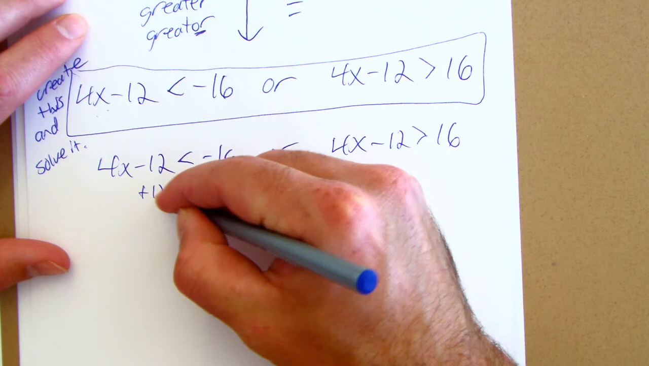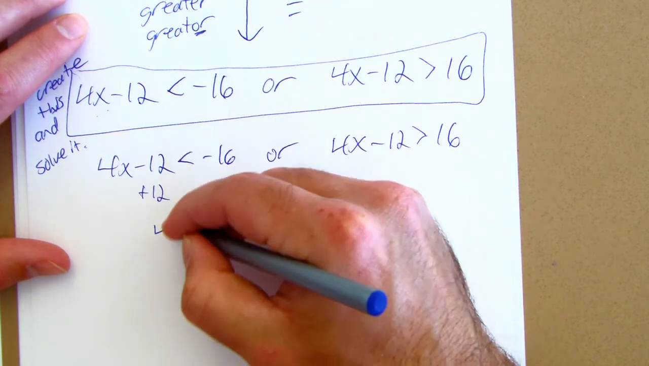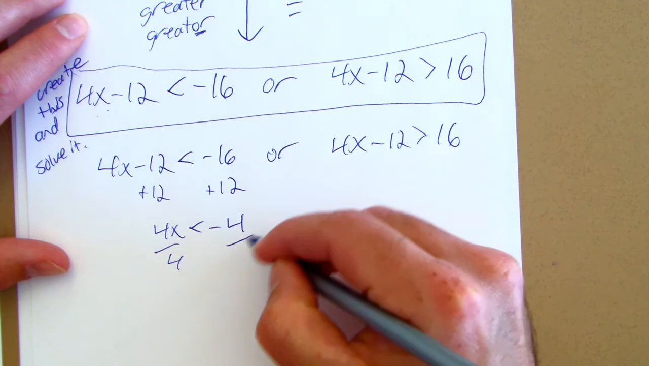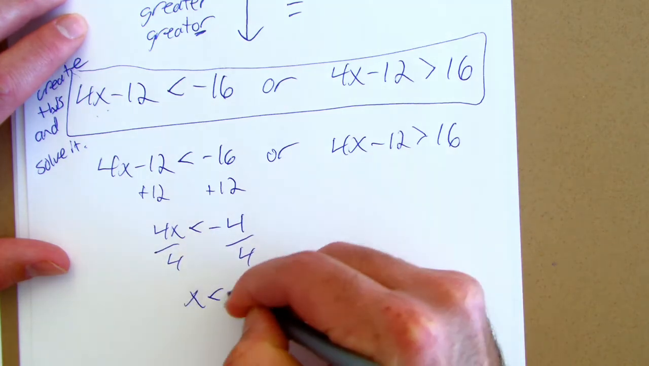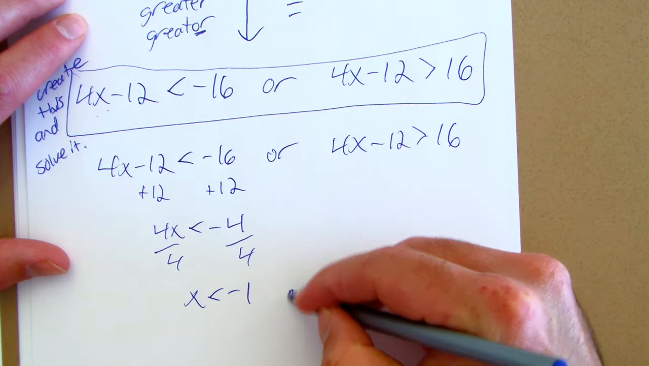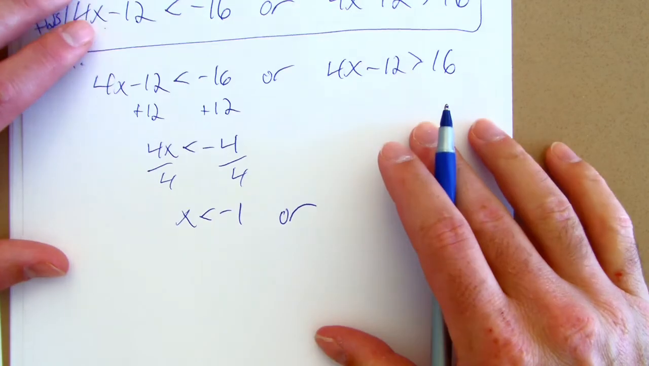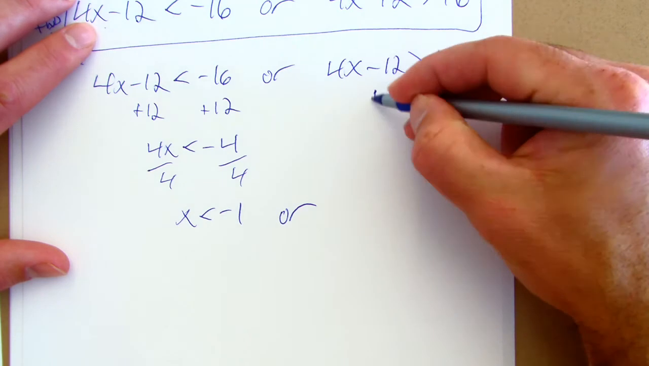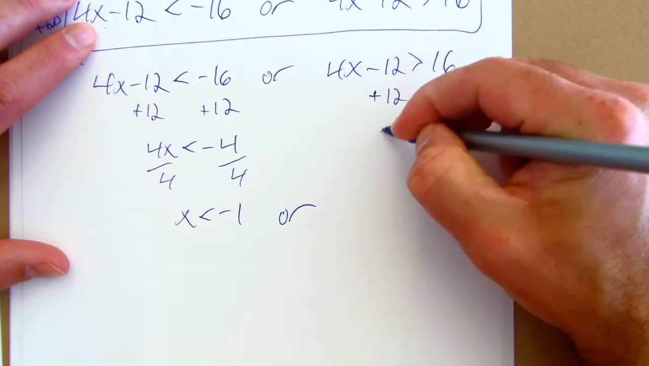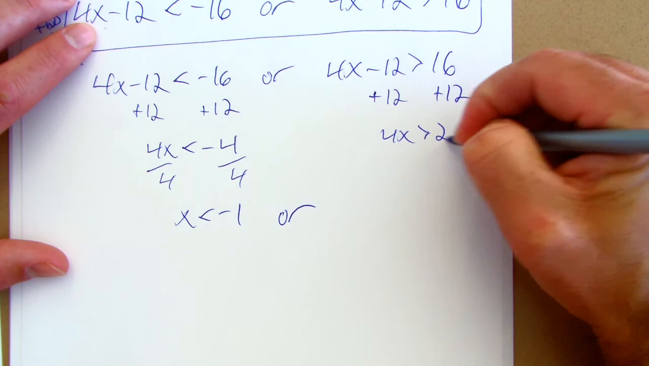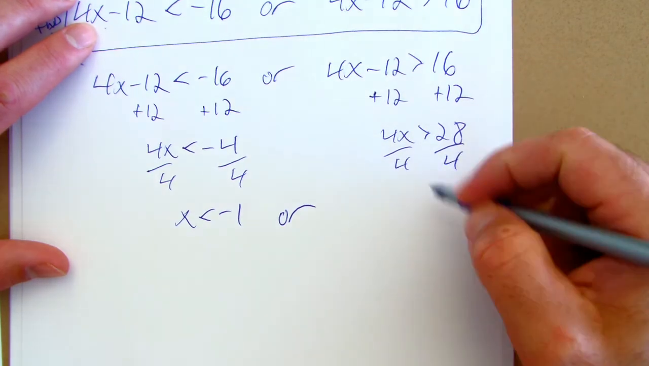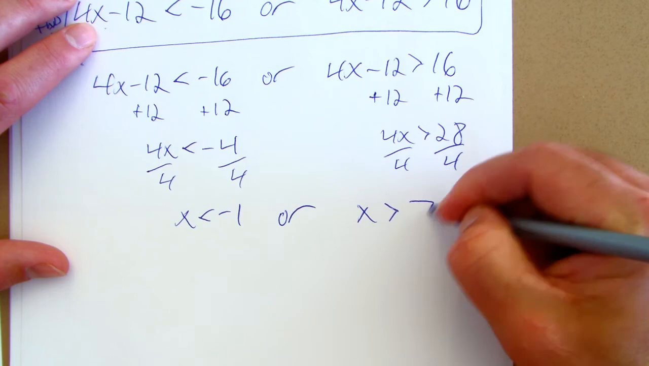We're going to add 12 to both sides. So I have 4x is less than negative 4. Divide both sides by 4. Again, don't flip any inequalities here. We're dividing by positive 4. Or 4x is greater than 28, so x is greater than 7.